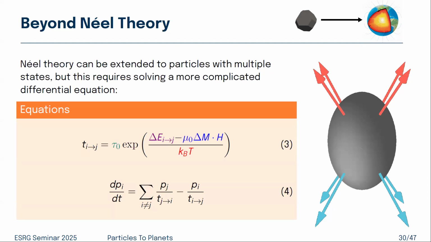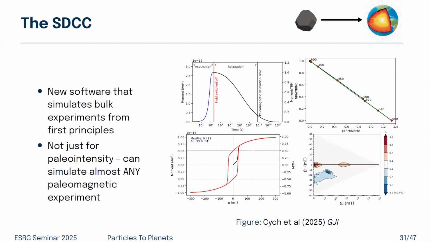So what I've spent probably the majority of my postdoc developing is this tool known as the SDCC. And what this does is it takes all that theory and it simulates bulk experiments from those first principles, not just in magnetite that's elongate, but in different shapes and sizes of particles and in different compositions. And you can mix and match, any mixture of particles you want can be put in here. So we can simulate our paleointensity experiments, but also we can simulate basically any other experiment that we can do in our lab, except for one, I think, which is microwaves. But we can simulate pretty much everything.